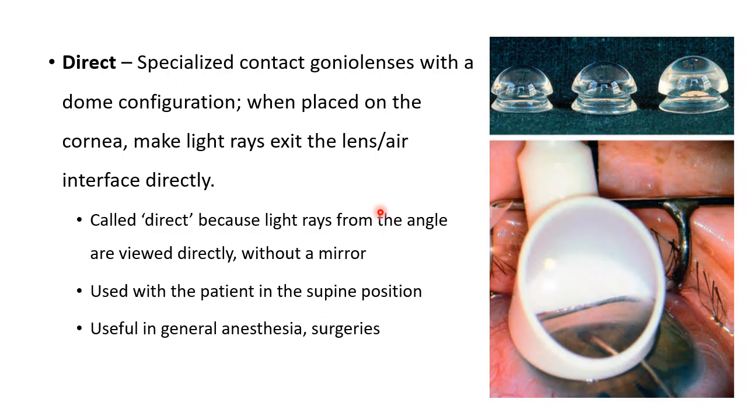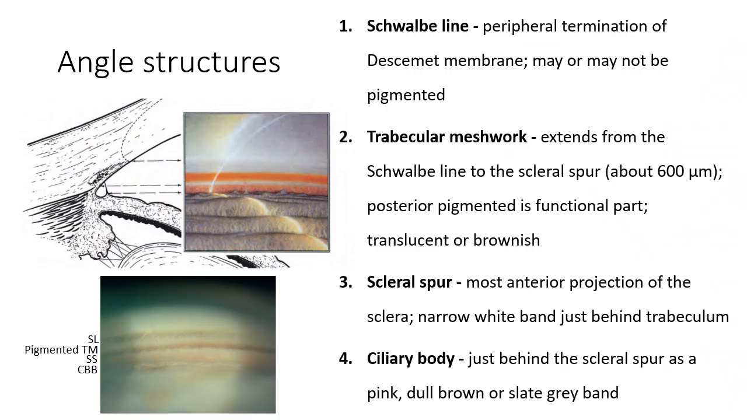Then there are direct lenses. I told you about the direct gonioscopy also. These are specialized lenses with a dome-shaped configuration, right? This is what the direct gonio lenses look like. They do not use a mirror, that is why they are direct, and the light rays coming from the angle are viewed directly. So you do not need a slit lamp even to examine the angle. Direct gonioscopy is useful in case of children and examination under anesthesia, and it is used to do angle surgeries or glaucoma surgeries on the supine patient.